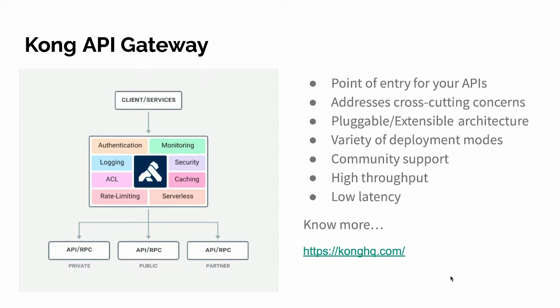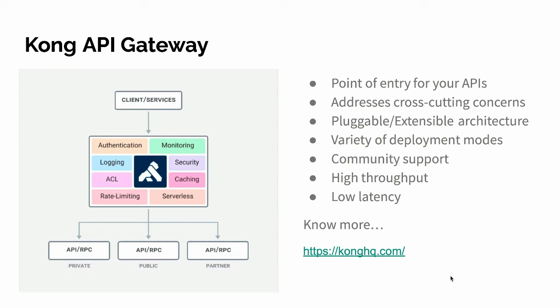Let me set some context on Kong API Gateway. Kong Gateway is a lightweight, fast, and flexible cloud-native API Gateway. So any API Gateway provides a point of entry for all your APIs that are behind your enterprise. An API gateway will also address your cross-cutting concerns like authentication, monitoring, security, and even caching.